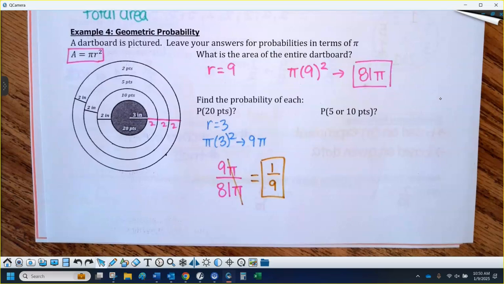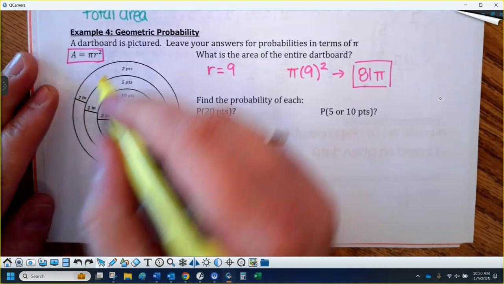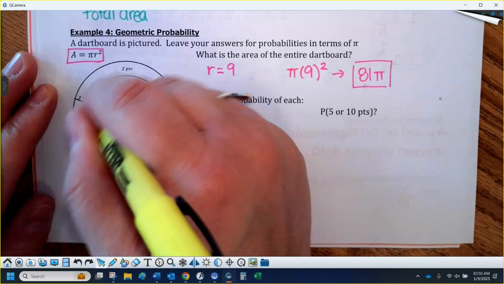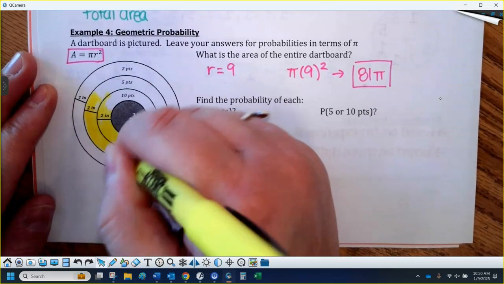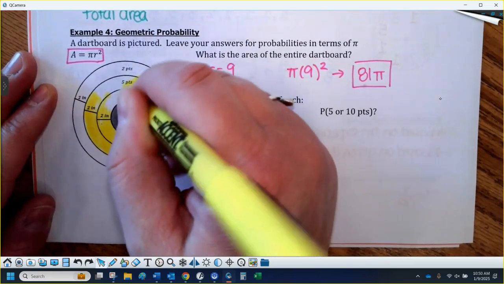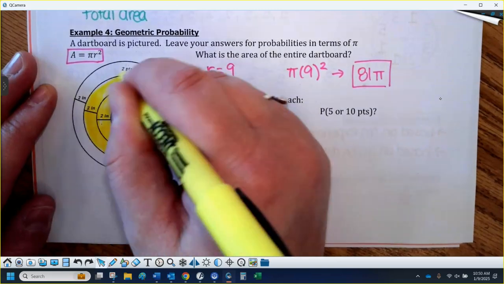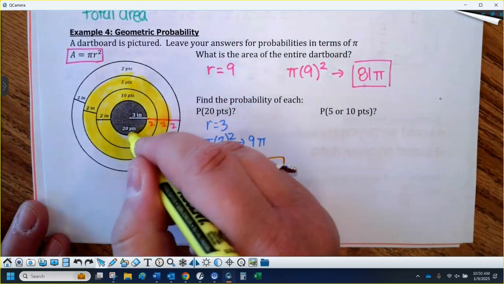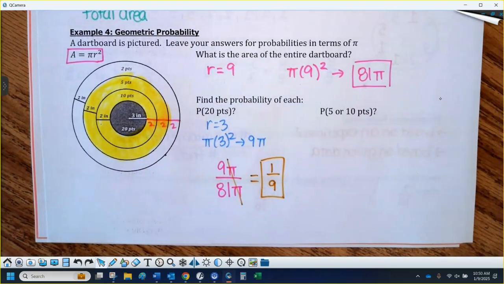All right, now this is a little bit trickier. I'm not going to lie to you. Okay, so what is the probability I land, and I'm going to just color this here real quick, in the 5-point section or the 10-point section? Okay, just coloring that a little bit. Pretend I did a better job coloring that. Now, we're not including the bullseye in this because it says 5 or 10 points. So how would I find the area of what I shaded there with my lovely yellow highlighter? Any idea?